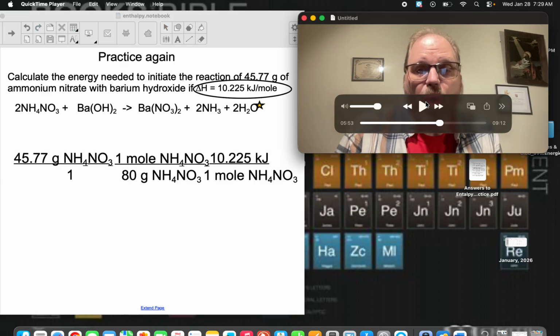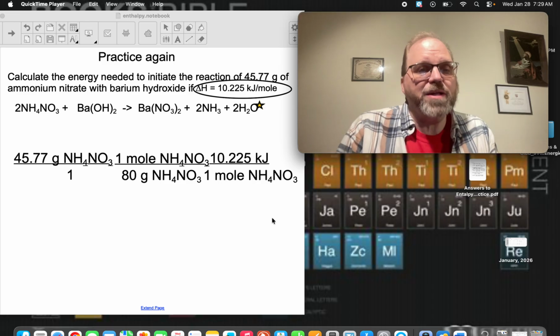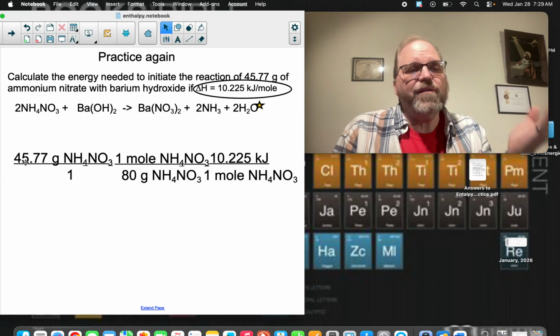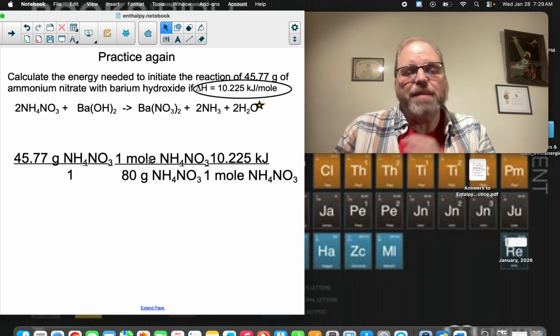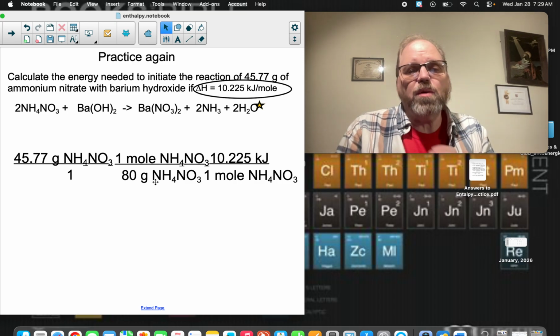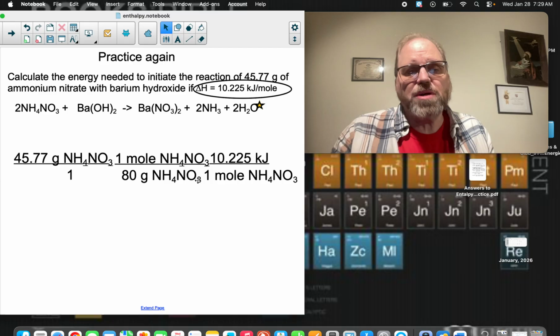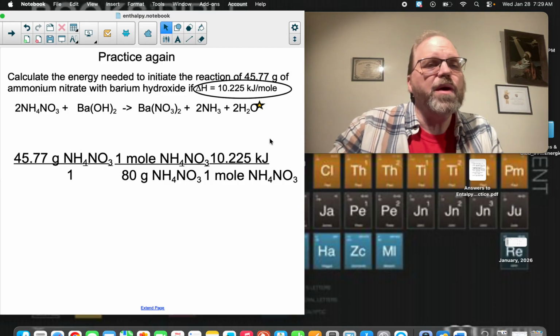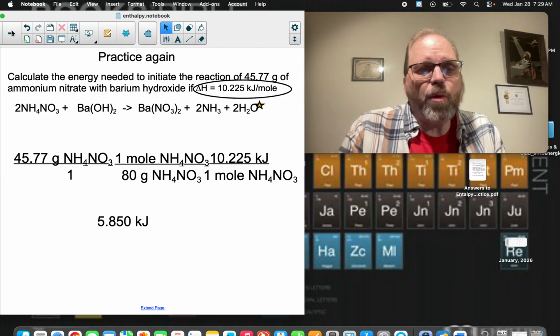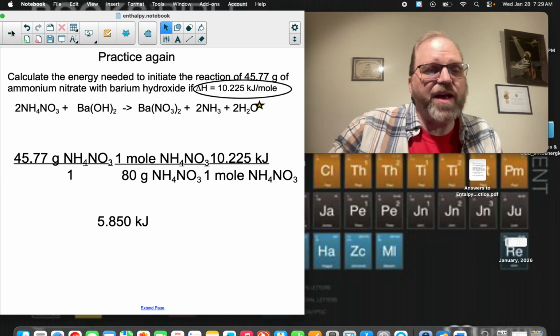I just noticed in the last problem I didn't have the rest of it. I apologize there. You do have to have the entire number as it's in the problem. Because as I tell you, take your calculator, 45.77 times 10.225 equals, divide by 80. My grams cross out, my moles cross out. We get 5.850.